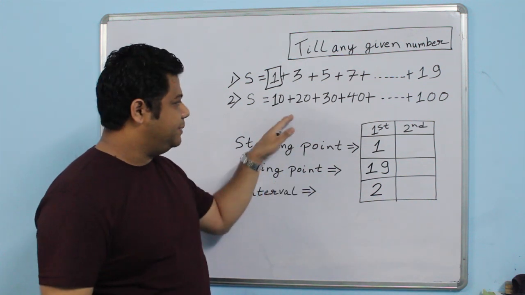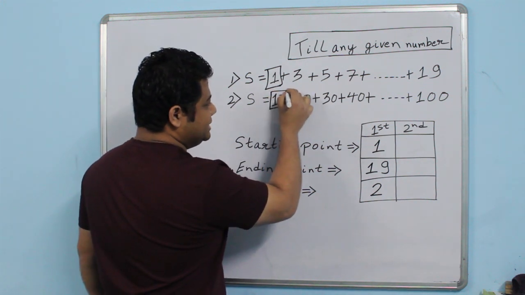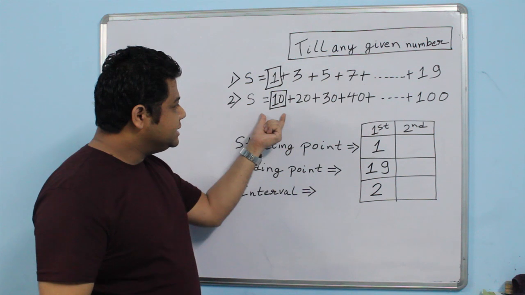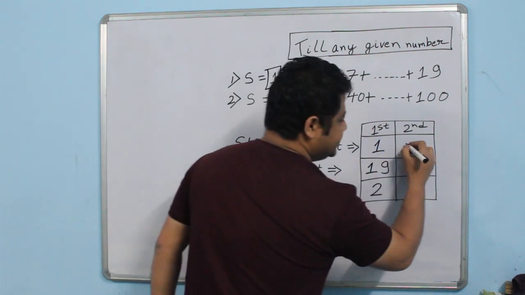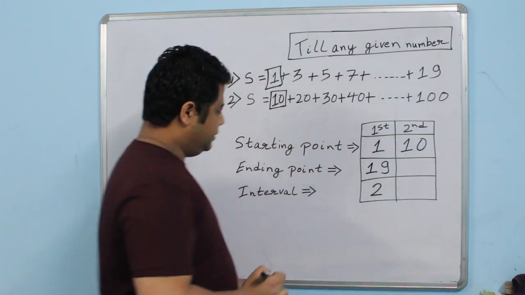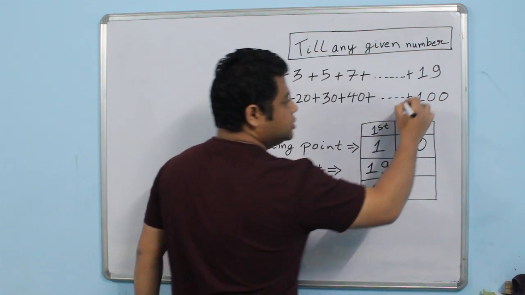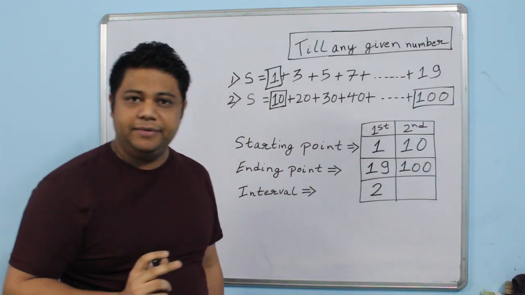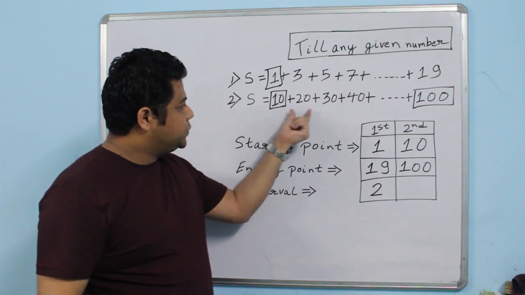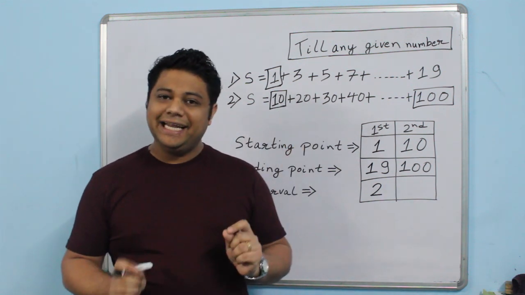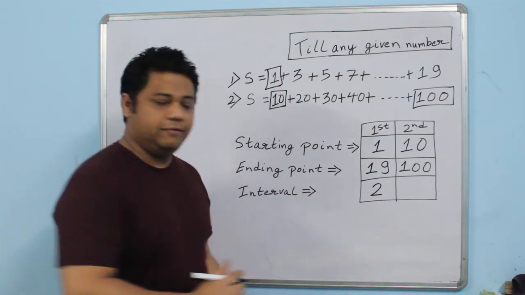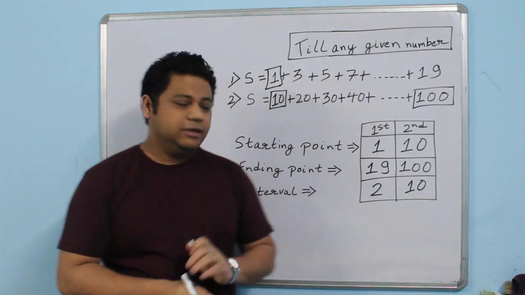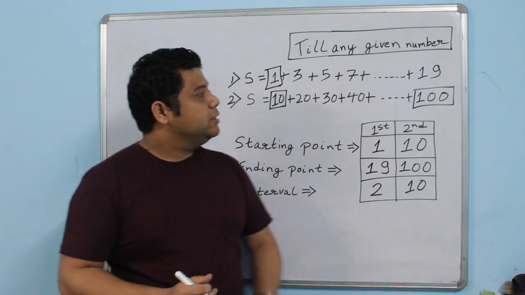Now let's check the second example. I've slightly changed the series so that you don't assume the starting point has to be 1 every time. It's not like that. Here the starting point is 10, so I'll write down 10. The ending point is 100, so I'll write down 100. And if you look at the interval, we have 10, 20, 30, so every time the number is increasing by 10. So the interval here will be 10. This is how we find the starting, ending and interval for any given number.